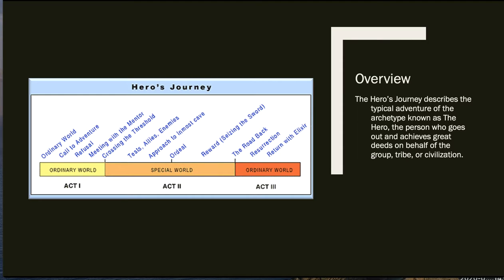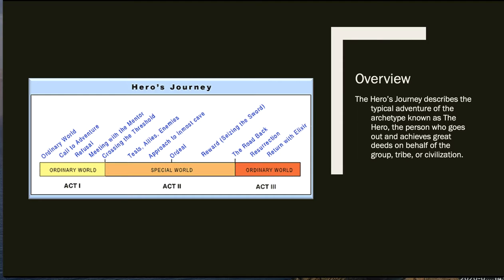And the crossing the threshold happens between Act 1 and Act 2. The ordinary world is Act 1, and when they cross the threshold, they're making the movement into Act 2, into the special world that is your story world. If you watch movies, Act 1 in the ordinary world tends to be the first 30 minutes of the movie. In the same way, Act 3 is usually the last 30 minutes of the movie. And then the special world is anywhere between 30 minutes and an hour, depending on who is the writer and who is the producer.